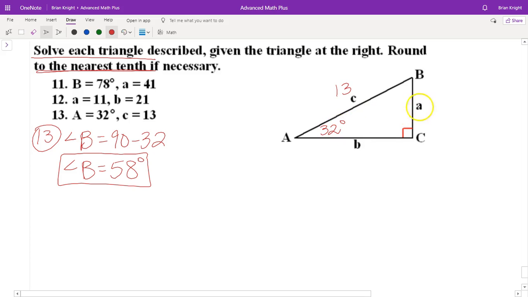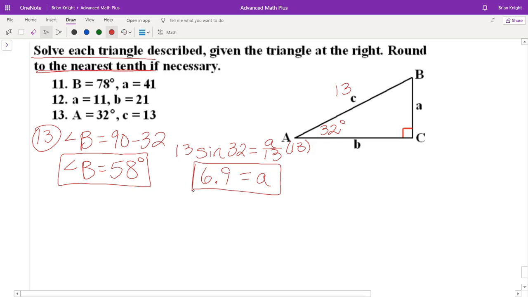To find my sides, how would I find A? A is what to 32? Opposite, and I have the hypotenuse, so what uses opposite and hypotenuse? Sine of 32 equals A over 13. Multiply both sides by 13. So you get what? 6.9.